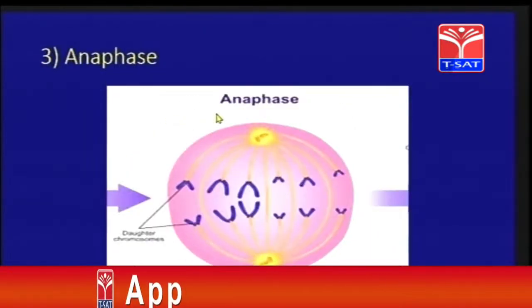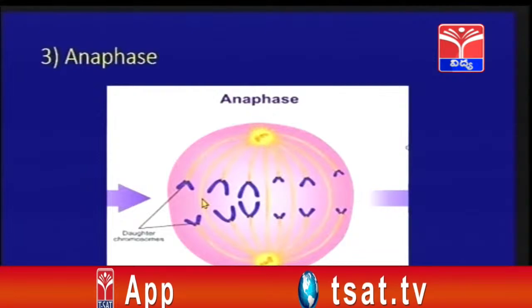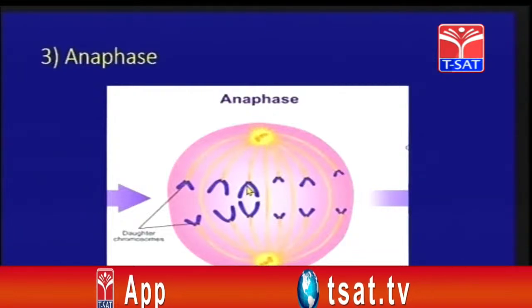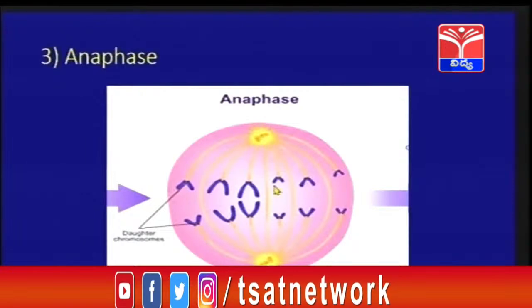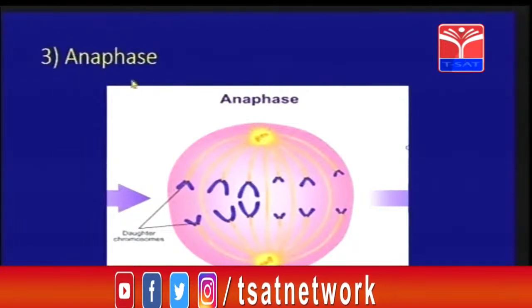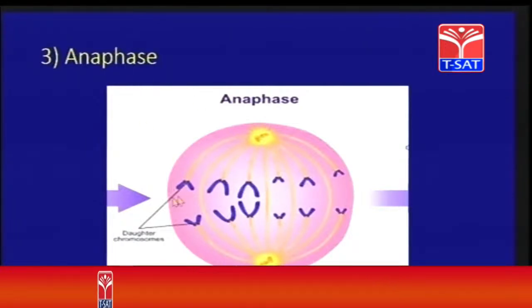Anaphase. In this stage, the chromosomes move away towards the respective poles. That is, the spindle fibers pull the chromosomes towards their poles. As a result, the daughter chromosomes move towards the poles. So in anaphase, the chromosomes move towards the opposite poles.